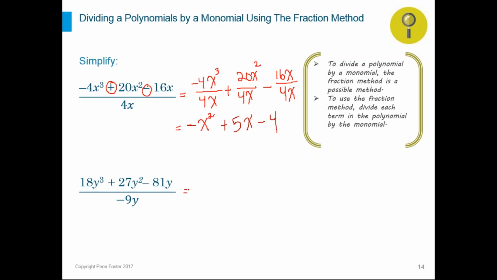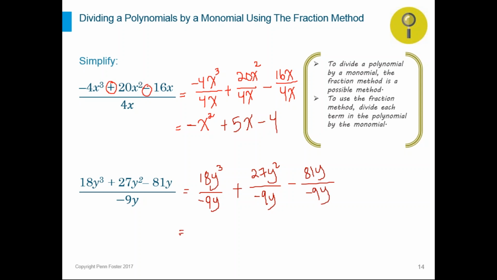Let's do it again for the second question. It is an easier way. It's getting easier because we now can see clearly each fraction by itself over negative 9y. We have a plus sign, so keep the plus sign. 27y squared over negative 9y. We have a minus sign, 81y over negative 9y.